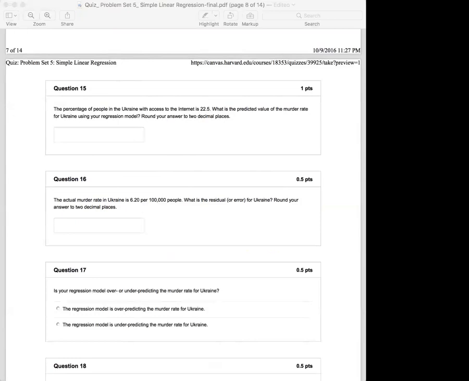So the residual here is actually, let me type this out just to be clear. Hold on. Sorry. I accidentally typed my Siri. Pressed my Siri button. I don't need that. The actual residual or error for Ukraine is 6.20 minus 30.01, which equals negative 23.81.